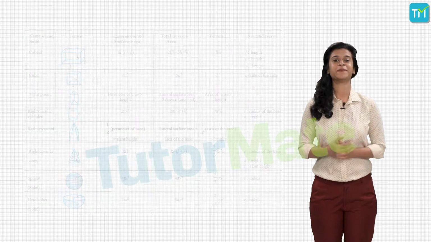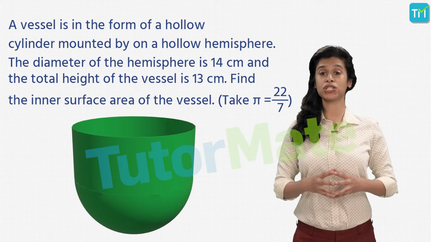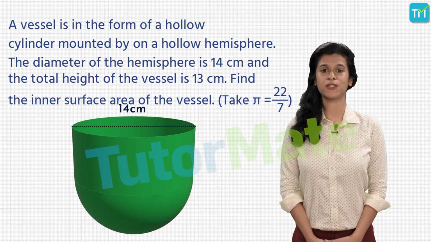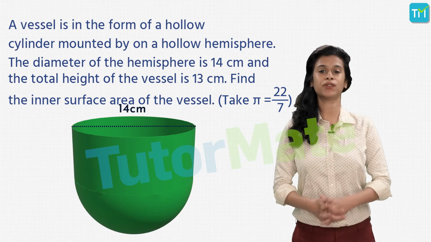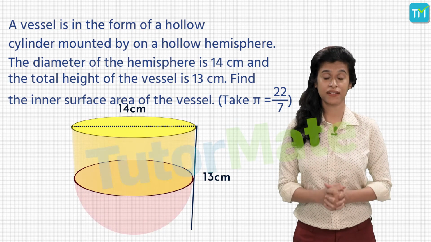Okay, let's begin. Here, we have a vessel in the form of a hollow hemisphere on which a hollow cylinder has been mounted. The diameter of the hemisphere is 14 centimeters and the total height of the vessel is 13 centimeters. We have to find the inner surface area of the vessel.